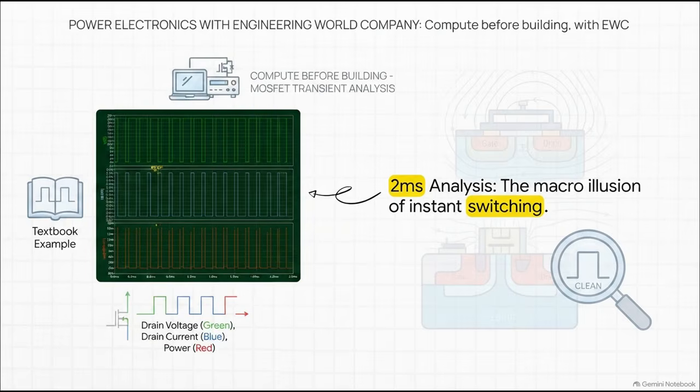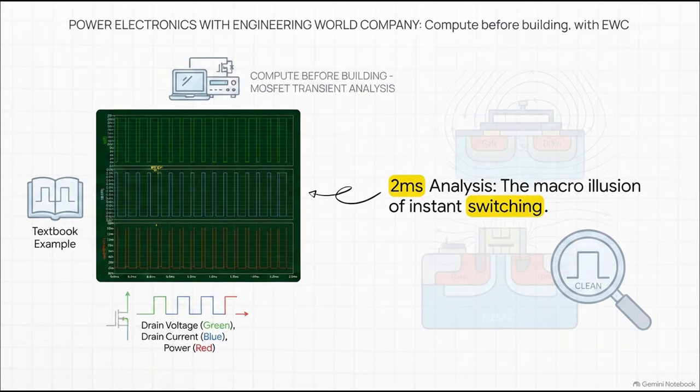Now, if we run a standard 2 millisecond transient analysis on this circuit, here's what we see. That green trace is our drain voltage, the blue trace is the drain current, and that red trace down at the bottom, that's our instantaneous power dissipation. Honestly, at this macro scale, everything looks incredibly clean, right? The switching appears perfectly instantaneous. It's totally ideal. The voltage drops, the current rises, and if you look at those flat lines, it seemingly produces zero power losses during the actual transitions. It looks exactly like a theoretical textbook example.